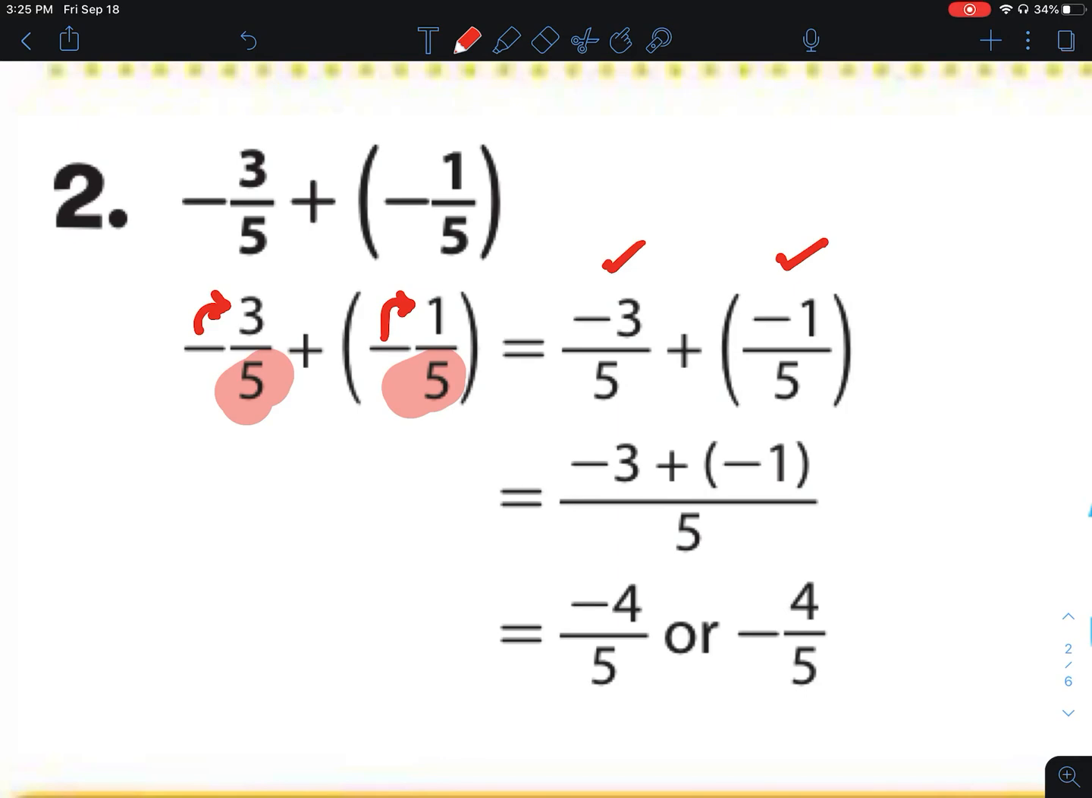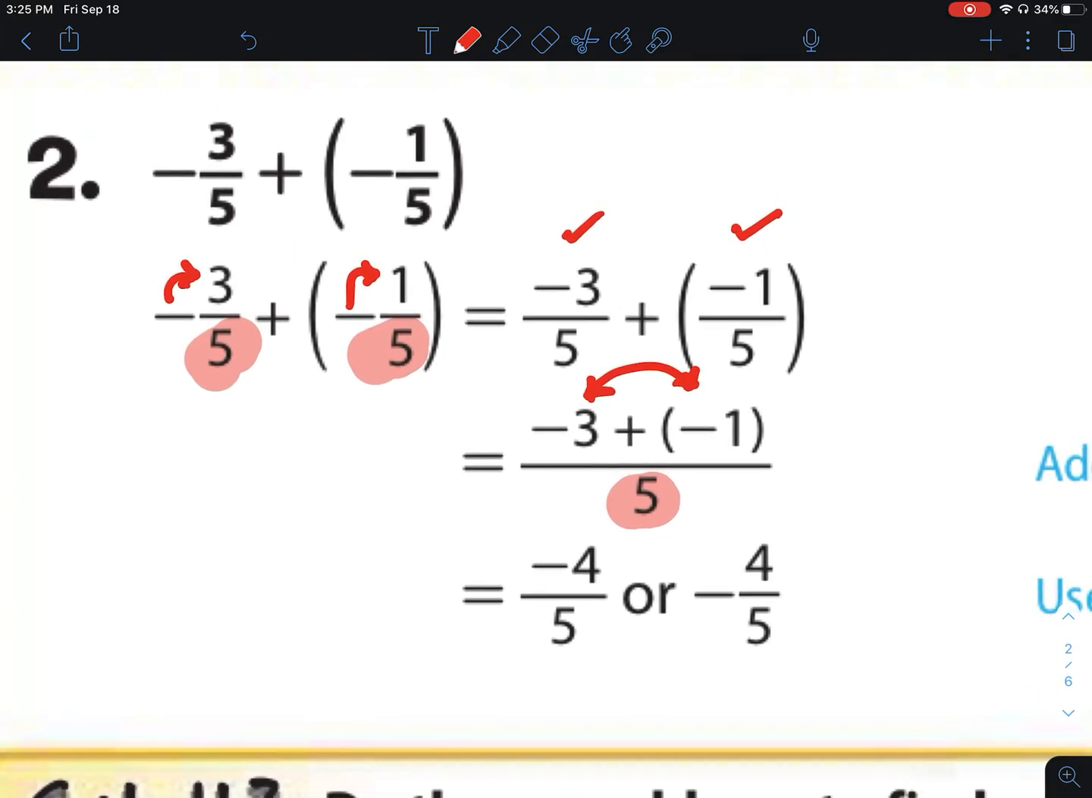We keep the denominator the same, which is 5, and simply add negative 3 plus negative 1. Negative 3 plus negative 1, according to our rules of integers, is negative 4. So negative 3 plus negative 1 is equal to negative 4, and that's how you got negative 4 over 5. Now, one last step. We move that negative sign down here, and that's the reason why you have this. Put the negative sign in the middle once you have arrived at your answer.